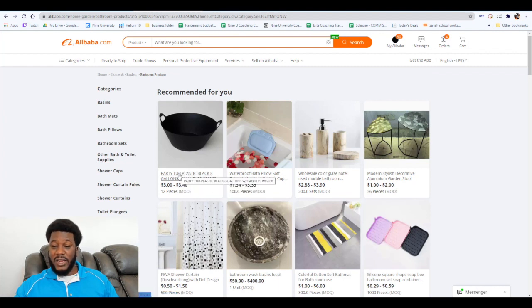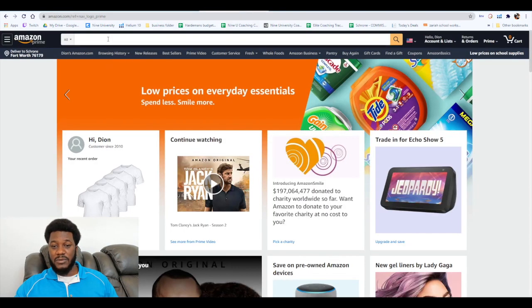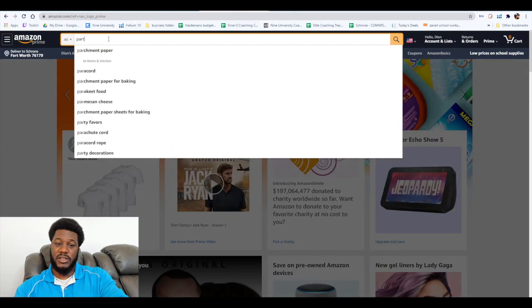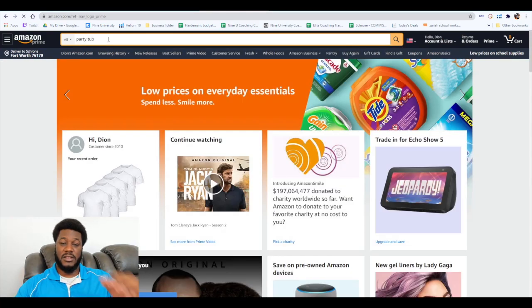But if you go inside of here and you see what you like, now you have pretty much a product that is recommended for you by Alibaba that is within your budget range to get 500 units. And all you need to do now is go to Amazon and see if you can get this product to sell for at least $18. So a good $19.99. I'm going to come over here to Amazon and I'm probably going to put party tub in there and see what comes up.